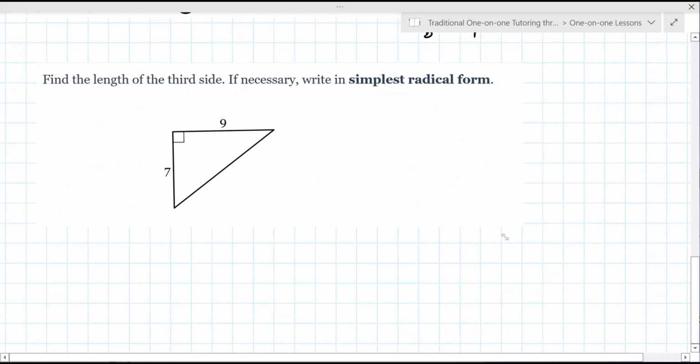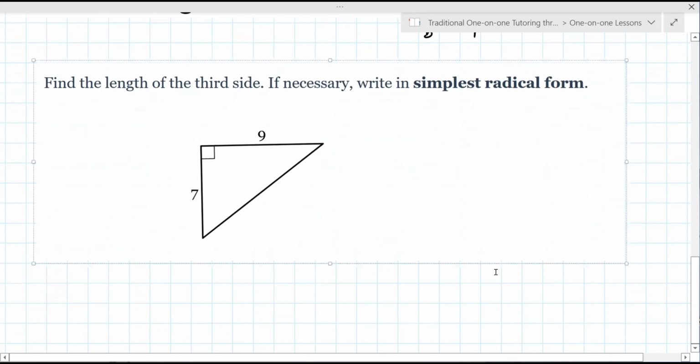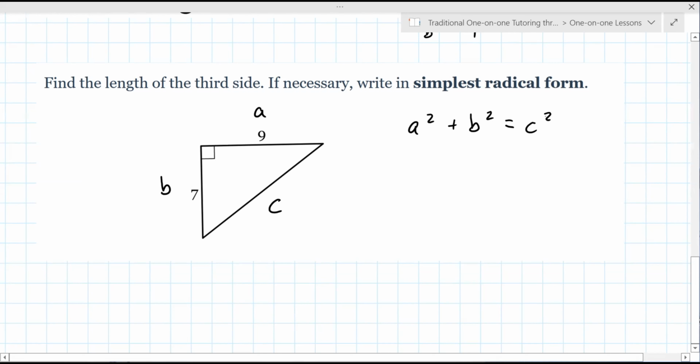Okay, find the length of the third side. Okay, so now they're giving you the 2 legs. They're giving you A and B, or B and A, depending on how you want to see it. And you need to find the third. Okay, so you're going to write, again, the Pythagorean theorem. A squared plus B squared equals C squared.